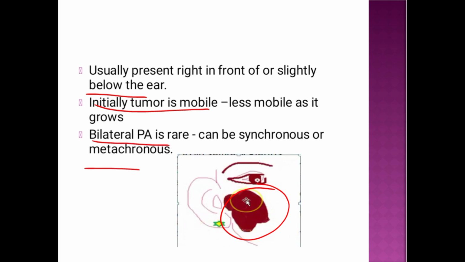Synchronous or metachronous. Okay, so basically in synchronous, the tumor is bilateral, but it does not occur at once, meaning first it will occur on one side, then after months it will occur on the other side. But in metachronous, the tumor is bilateral and occurs at the same time, meaning you will have tumors on both sides at the same time.